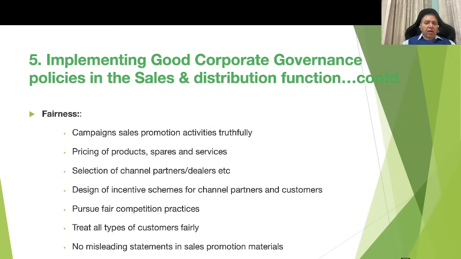Fairness. Campaigns and sales promotion activity truthfully, pricing of the products, spares, and services. Fairness in the selection of the channels, partners, dealers, etc. Fairness in selection. Design of incentive schemes for channel partners and customers. Pursue fair competition practices. Treat all types of customer fairly. No misleading statement in sales promotion materials.